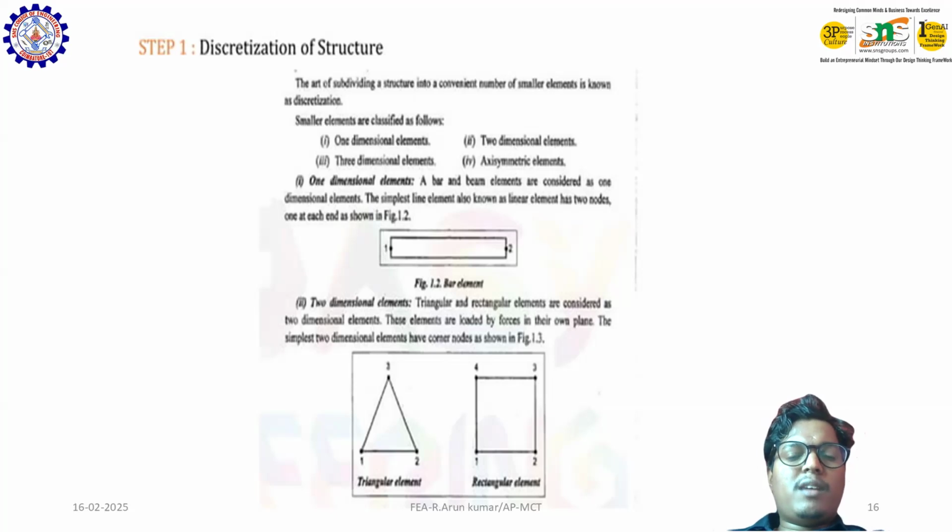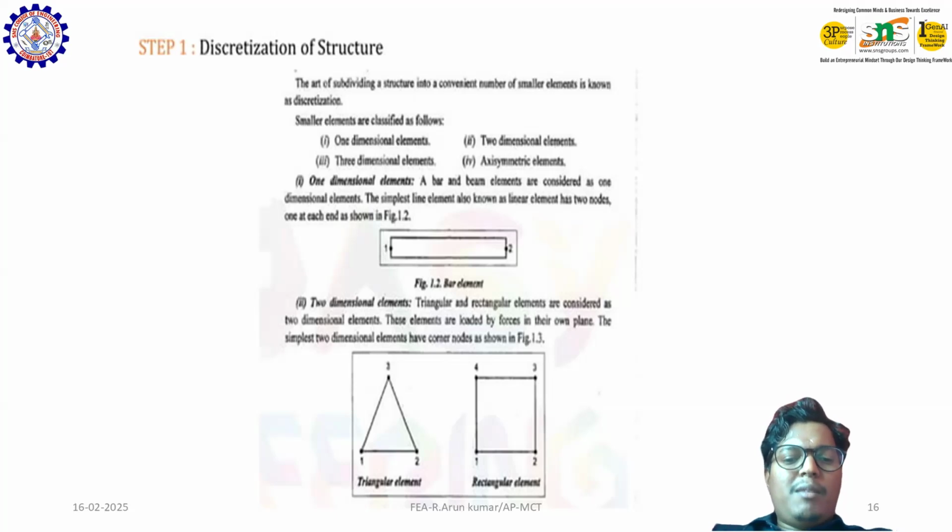For example, here I consider one bar element. It has two node numbers, 1 and 2, which I represent as nodes. The nodes are only at the edges of the bar, for example 1 and 2. So this is my element number 1. One bar element is considered a one-dimensional element, and you can consider two or three elements, whatever. The simplest line element is also known as the linear bar element, with two nodes per element, as shown in the figure. This is also called the bar element.